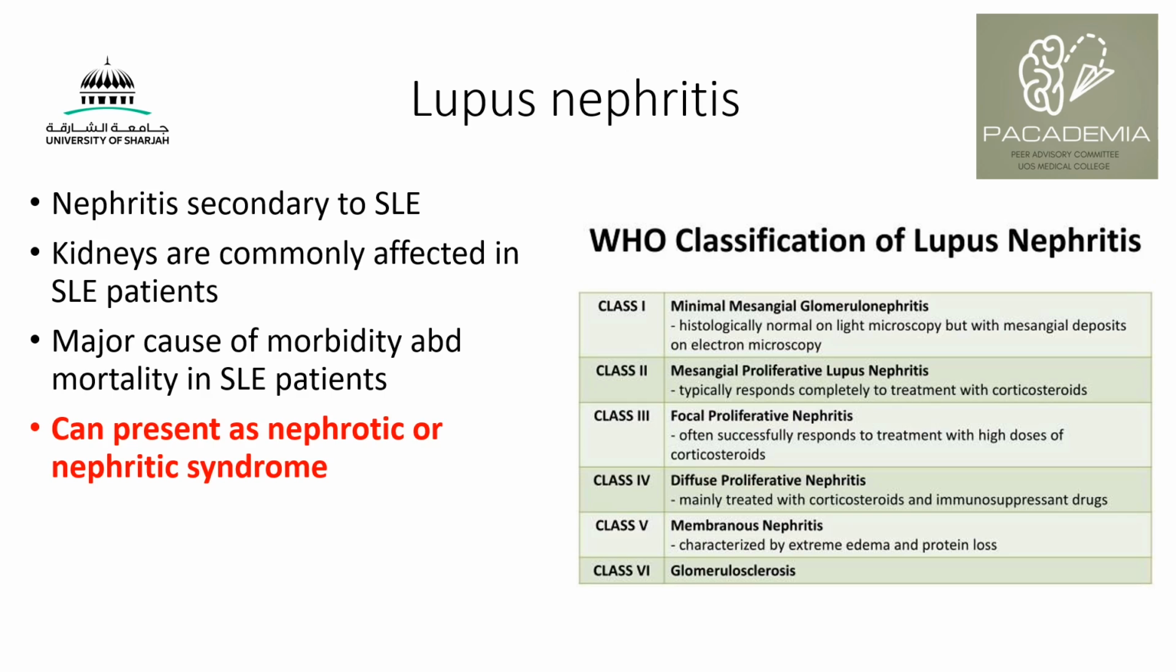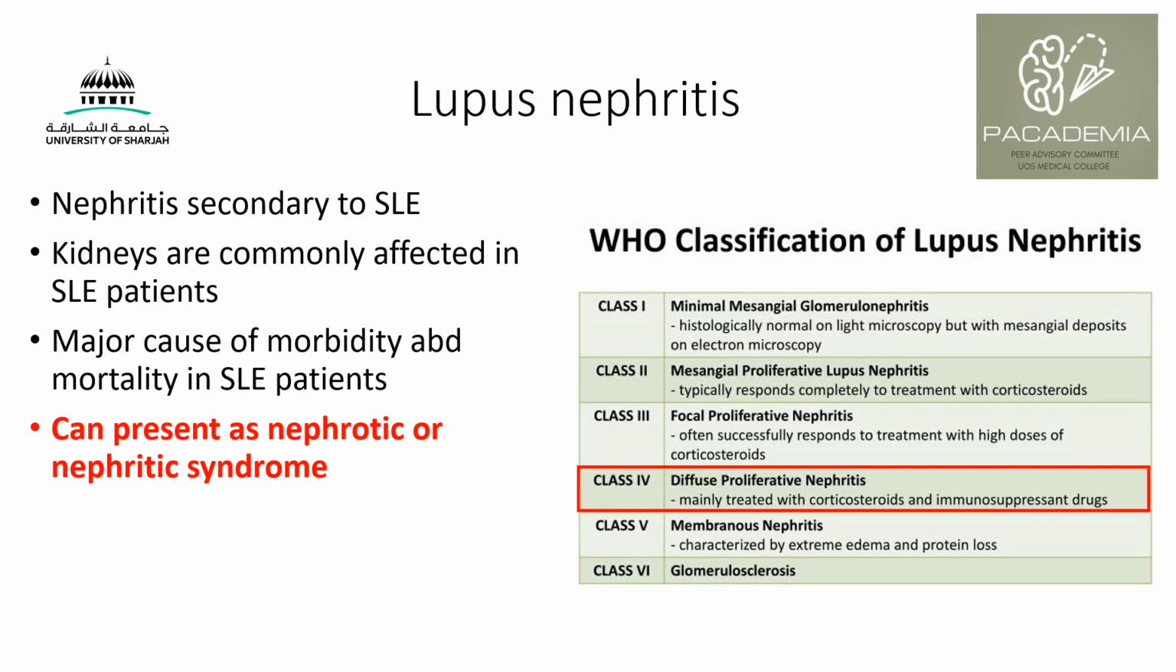Kidneys are unfortunately commonly affected in SLE patients, and it's a major cause of morbidity and mortality. The reason I want to mention it here as a special disease is because it's not present per se as an individual disease in nephrotic or nephritic syndrome, because it can actually have both. It can present as nephrotic or nephritic syndrome. If we look on the right side of this slide, we have the classification of lupus nephritis. It has different stages, which is why it's important to do the biopsy to know the stage.